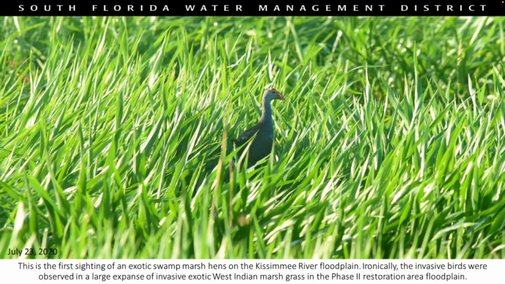All right. So a little bit more on exotics. Here's a swamp marsh hen, the first sighting that we'd had, and it was in 2020. There hasn't been a ton of those sighted out there. So that's kind of a good thing. Again, we do have exotics. They're going to be out there. That's going to be an issue. We just have to work with it.